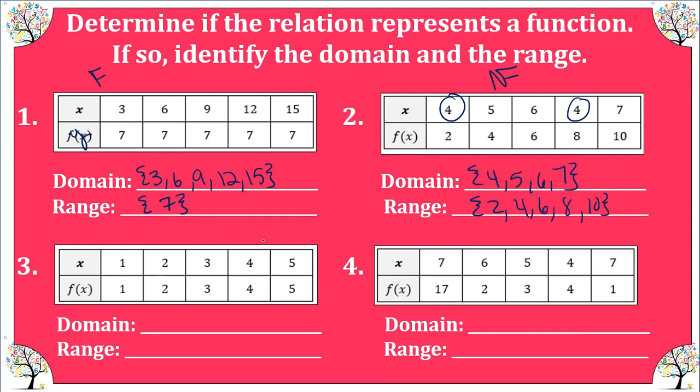Here, none of my x's are repeating, so this is a function. My domain is 1, 2, 3, 4, and 5. My output is 1, 2, 3, 4, and 5. Here I have a 7 and another 7. They have two different outcomes, so this is not a function. My domain, I'm going to write in numerical order, 4, 5, 6, and 7. My range is 1, 2, 3, 4, and 17.